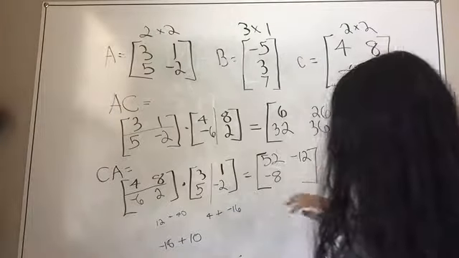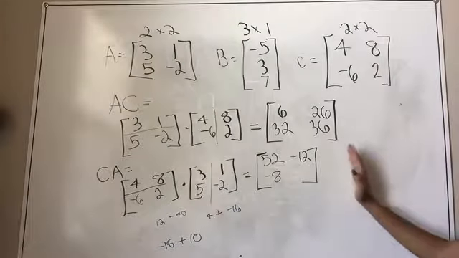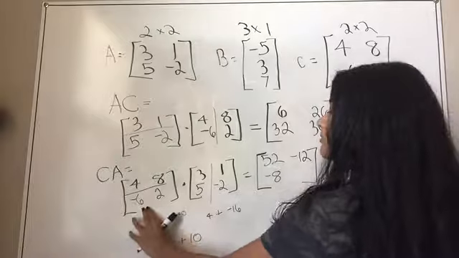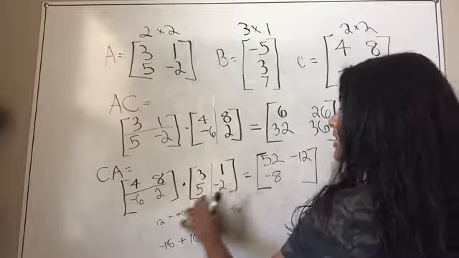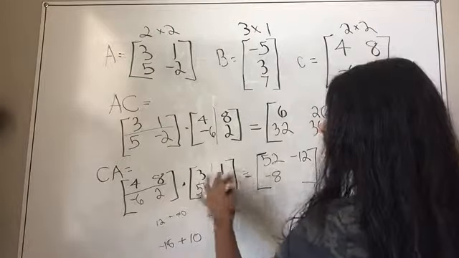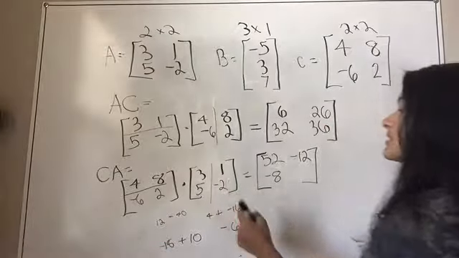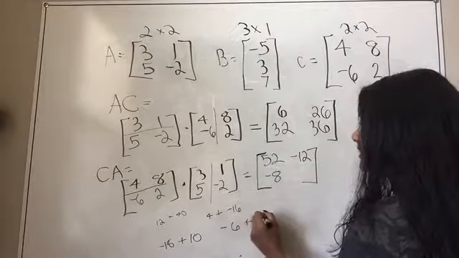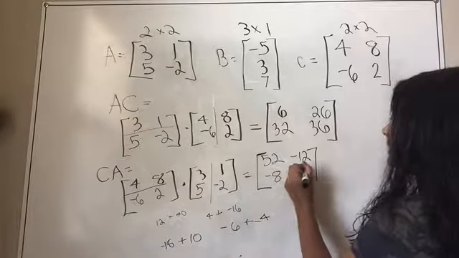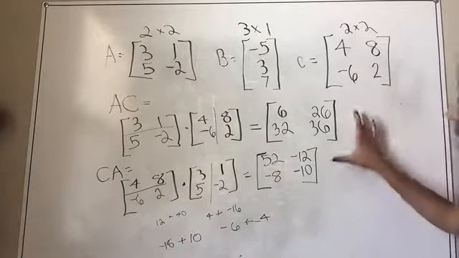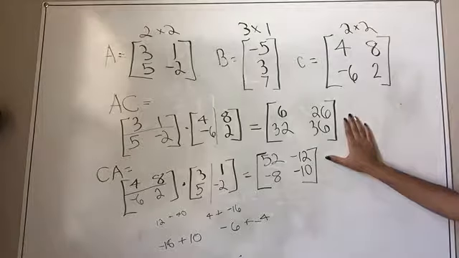And now we're doing bottom row, right column. So we're doing these numbers and these numbers. So negative 6 times 1 is negative 6, and 2 times negative 2 is negative 4, so we get negative 10.